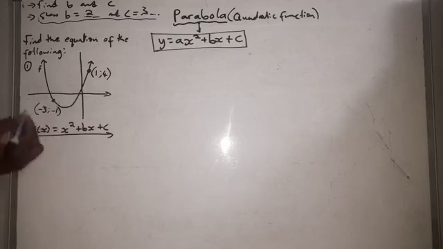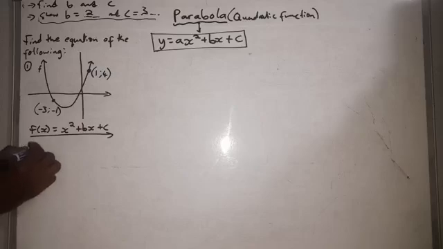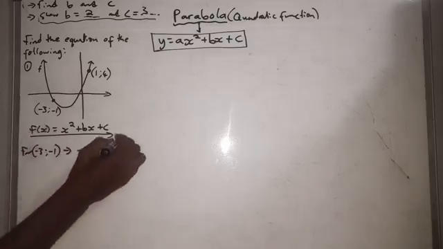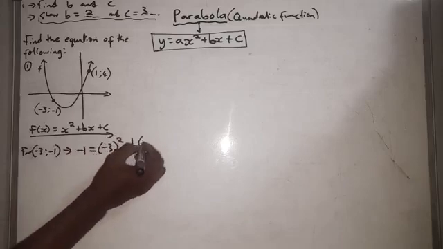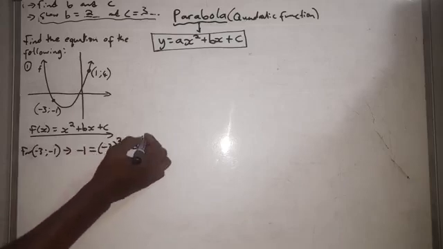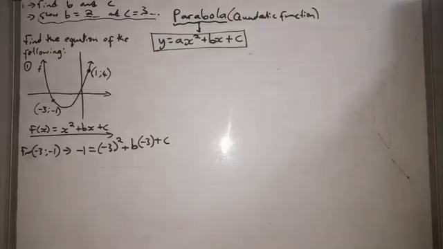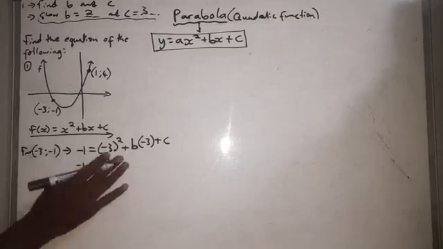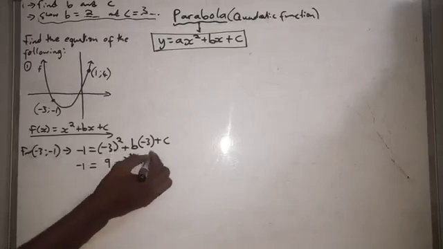So I'm going to start with this point over here. Let me write it down: minus 3 and minus 1. In the place of y, I'm going to plug the negative 1, equals, in the place of x, minus 3 squared plus b, b is unknown, remember? Then there is x again, which is minus 3, plus c. Then minus 1 equals 9 plus, no, it has to be negative 3b plus c.